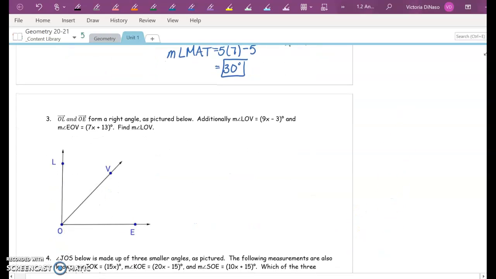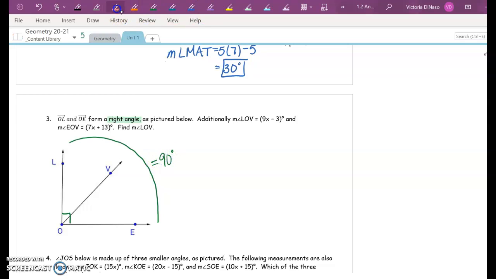For problem number 3, it says that ray OL and ray OE form a right angle as pictured below. So for this problem, it says that we have a right angle. So I'm going to go ahead and label these two rays together as a right angle. So I'm going to put a box in the corner. Because we have that box in the corner, I know that this entire measurement equals 90 degrees.